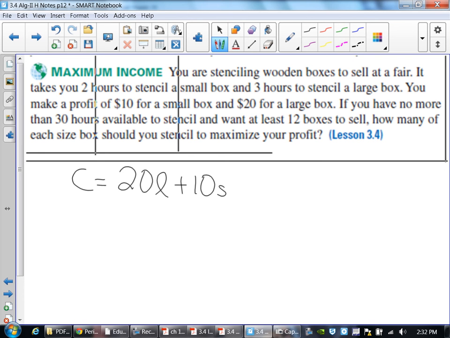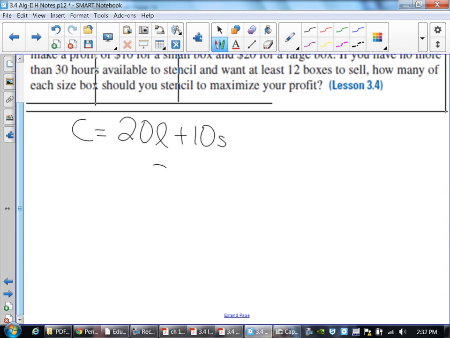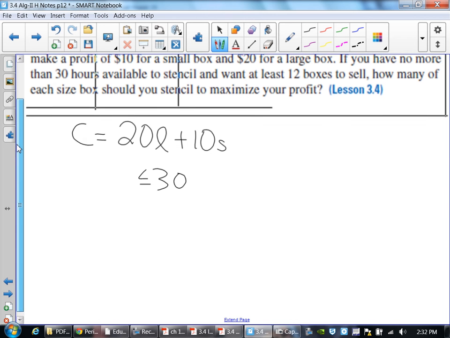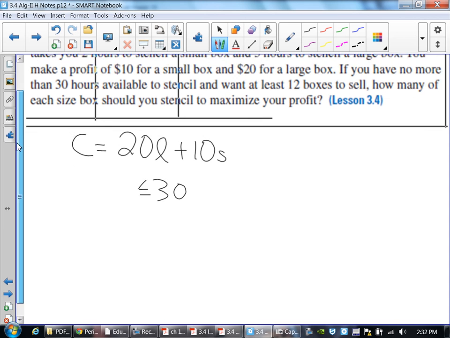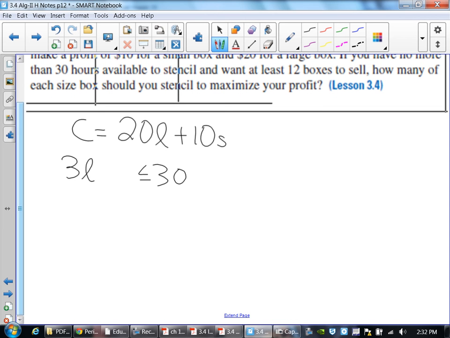30. Can I work more than 30? No. Nope. So 30 is my top end. It's got to be less than or equal to that. It was 3 hours for the large, just keeping it in order, and 2 for the small. I was keeping them straight by putting them in terms of L on my x-axis and S on my y-axis.